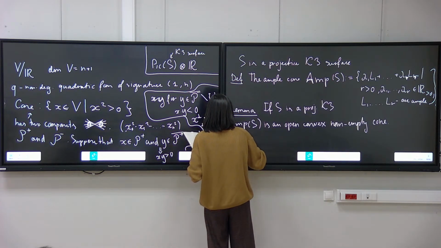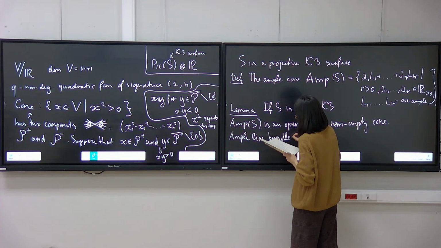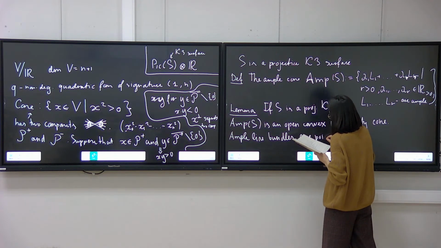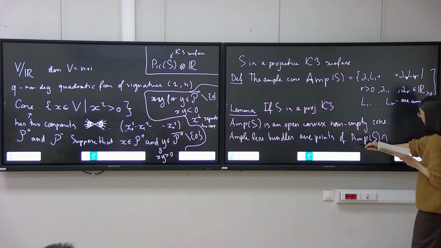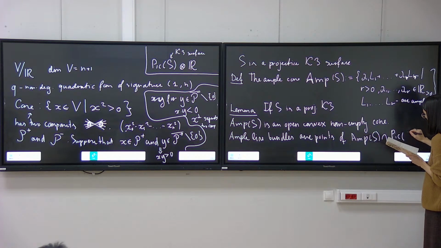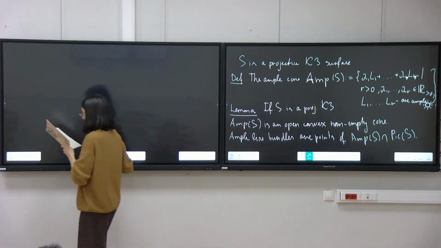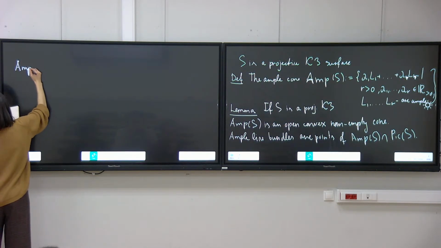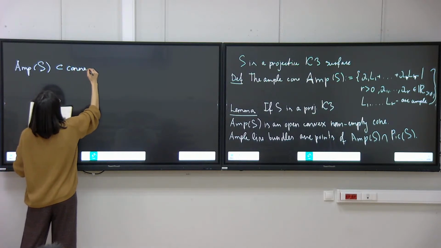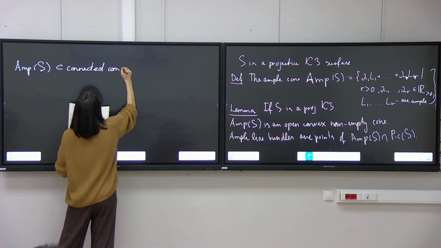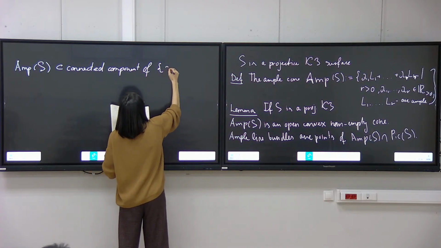Ample line bundles are points of the intersection of this cone with the Picard group, and the ample cone lies in the connected component of the cone that we discussed before.